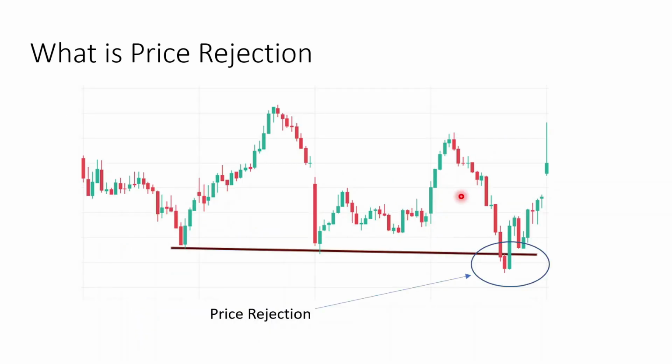And here, if you observe, what is the price rejection? Here, the price has crossed the trend line, but it has not spent any sufficient time. Immediately, it pulled back and moved in the opposite direction. This is price rejection.